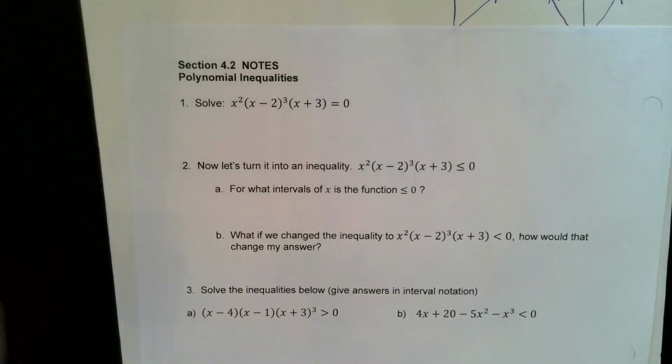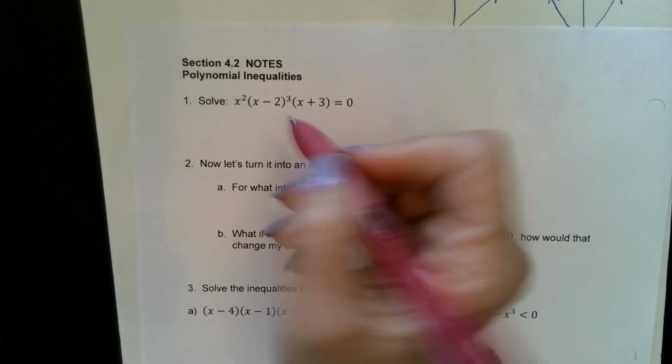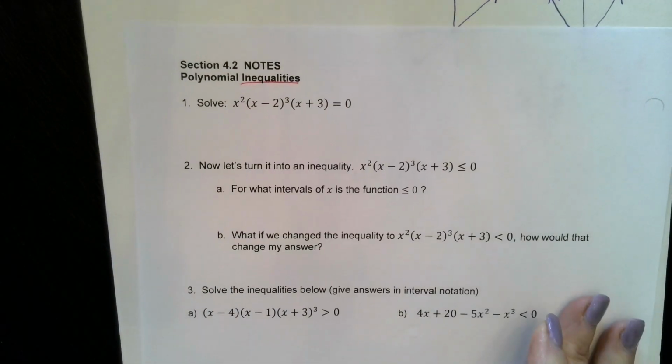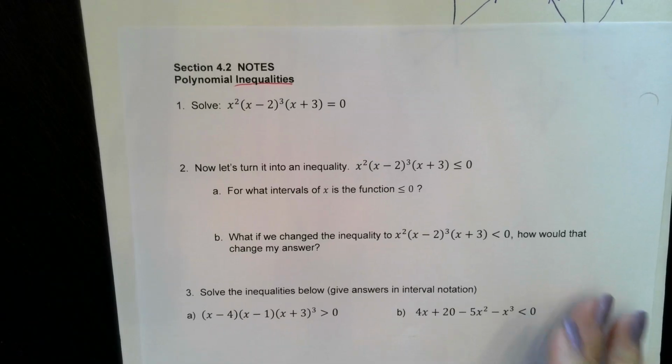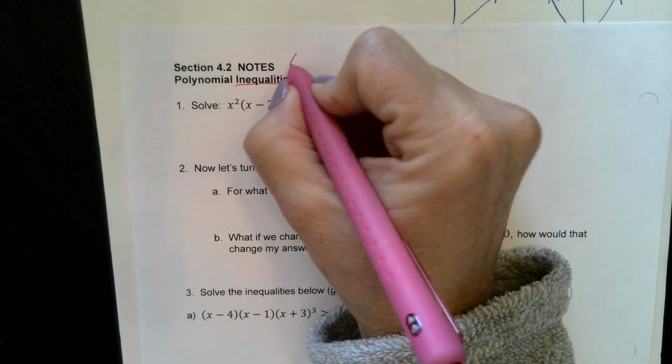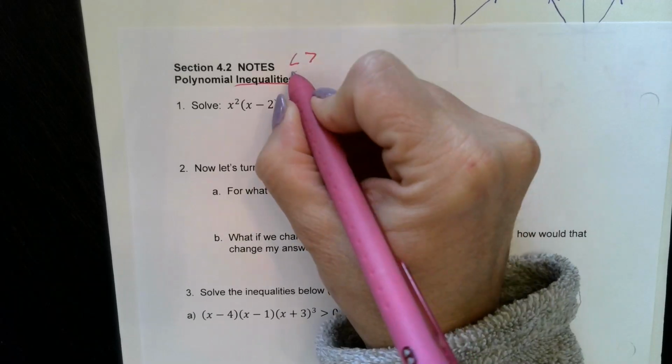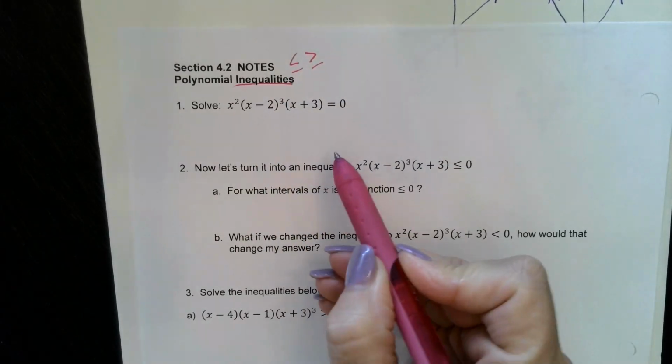All right, y'all. So this is 4.2, which is polynomial inequalities. And this is super, super similar to what we just did. So we know that an inequality is a less than or greater than, or less than or equal to, greater than or equal to. So let's just do a little review.